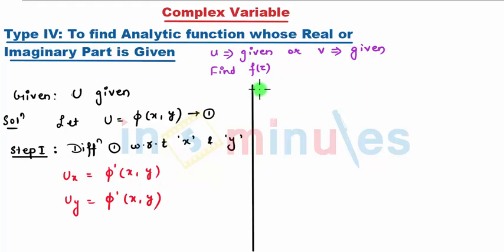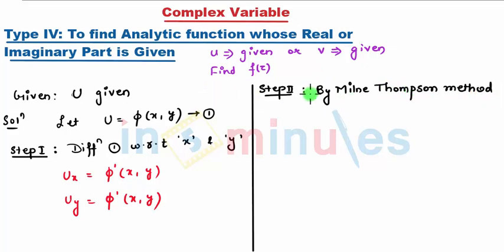So my step 2 is, once you do this by Milne-Thomson method, we know that we need to put x equal to z and y equal to 0. We need to change this function into a function of z only. So you'll be getting ux is equal to phi dash of z comma 0 and uy as phi dash of z comma 0.